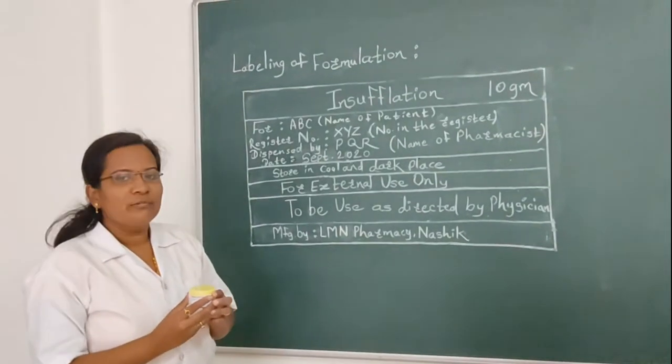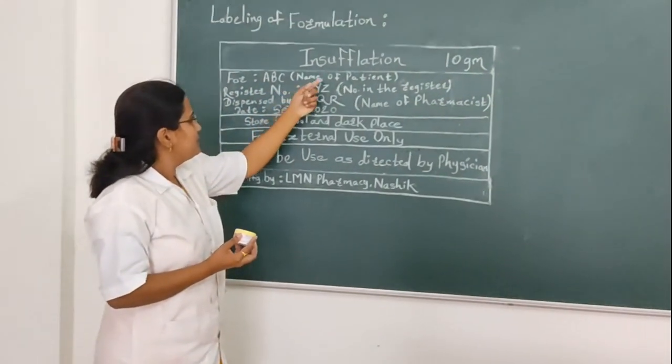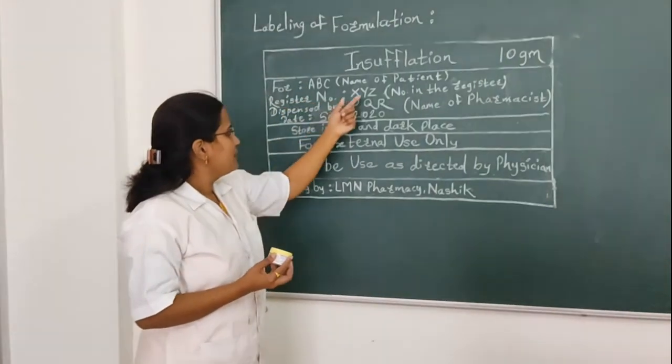So we will move towards labeling of the formulation. Insufflation 10 gram for ABC, that is the name of the patient, register number, that is XYZ.